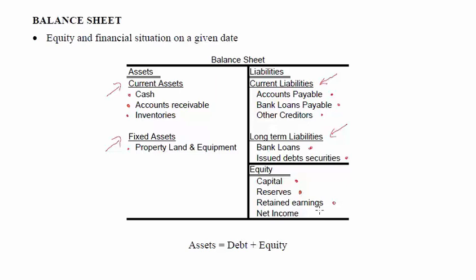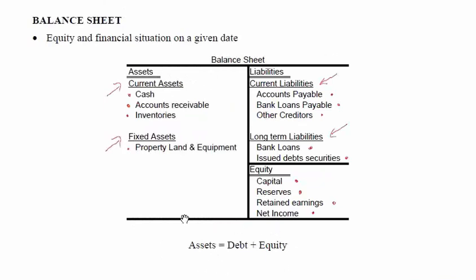Okay, and we have also what is called the net income. So this is the profit that is generated during a year. So it appears in the balance sheet when the balance sheet is obtained in the end of a year. Okay, so these are the main information that is relevant for us here in project management.